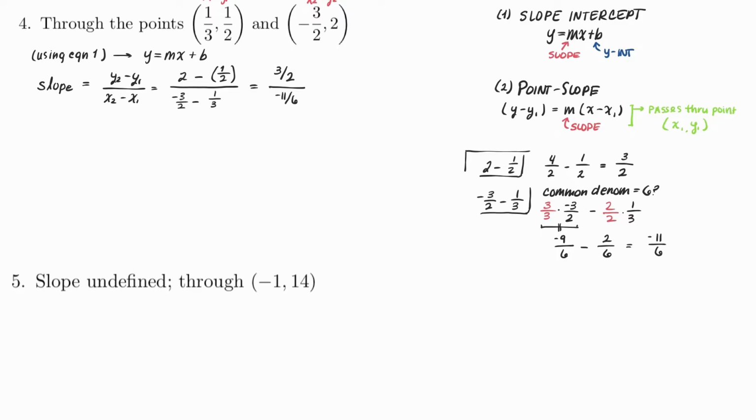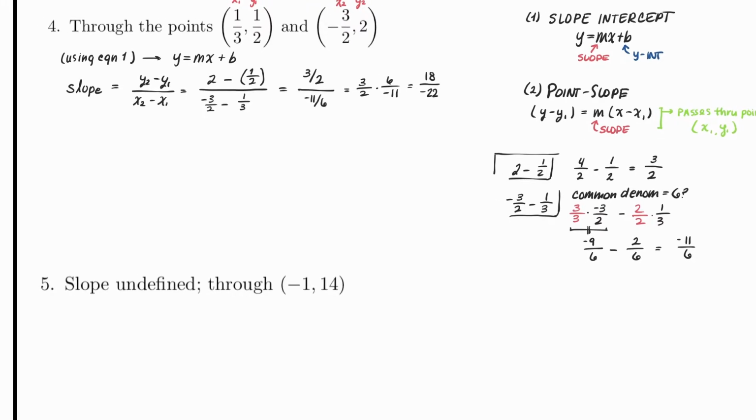Okay, and so now my slope is 3/2 divided by -11 over 6. This is the same thing as multiplication by the reciprocal of the bottom. So this is 3/2 times 6 over -11. 3 times 6 is 18. 2 times -11 is -22. Okay, so we've got the slope. So far we have y equals -18 over 22 x plus b.